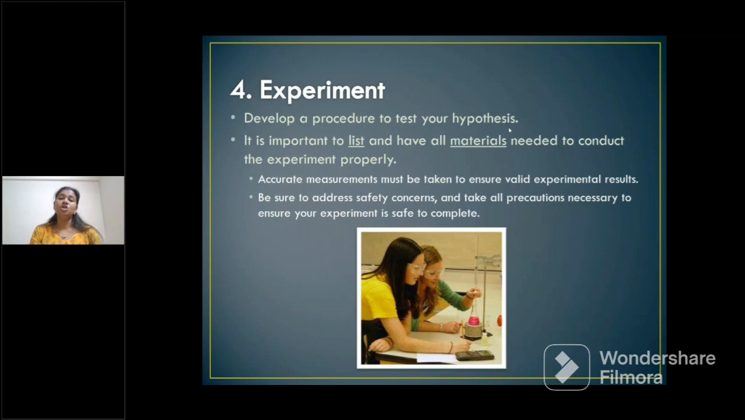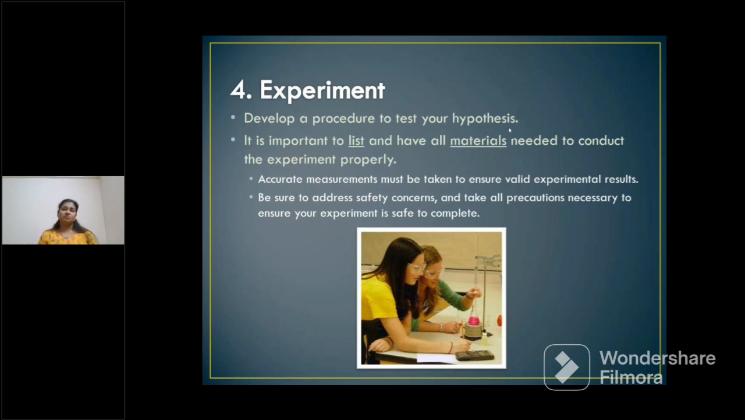It is very important to list and have all the equipment, all the apparatus, all the requirements before you conduct the experiment. So if it is a survey, you need to have a questionnaire. If it is research, a lab based test, you need to know which laboratory is best for your experiment.